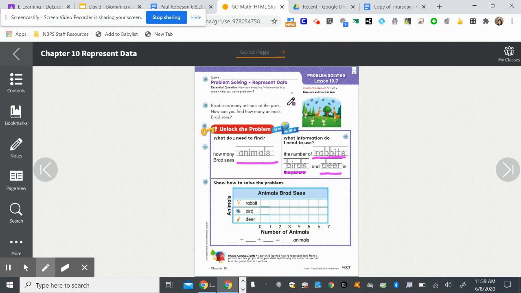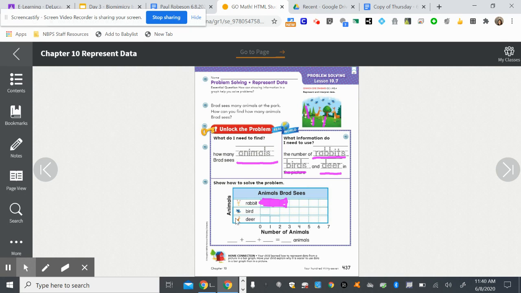Okay, so now we're going to look at this picture. Let's look at the rabbits first. So I see 1, 2, 3 rabbits. So I'm going to take that 3 and I'm going to make it into a bar graph. I can either count the 3 boxes or look at that line going down and see that it brings me to the 3.